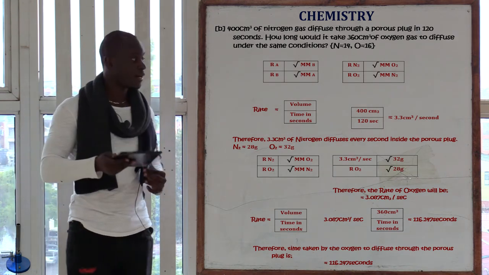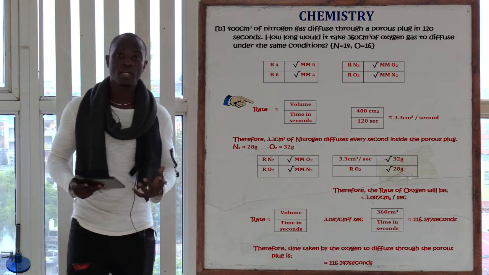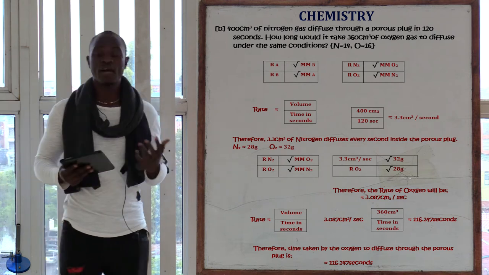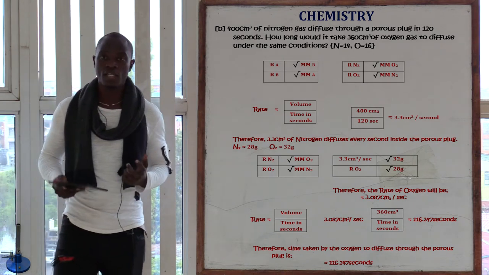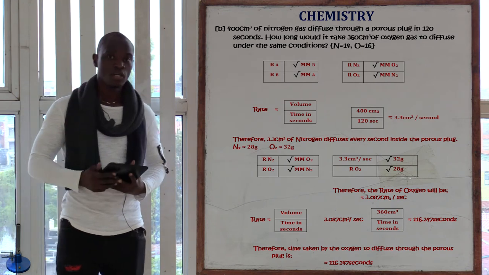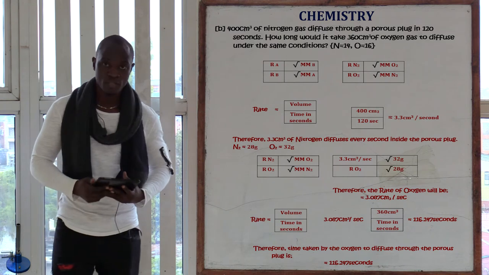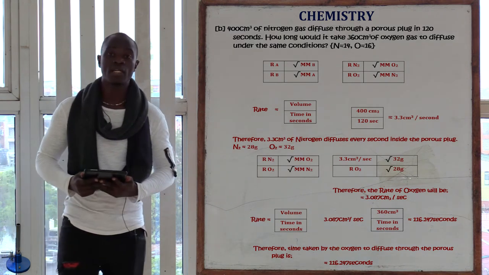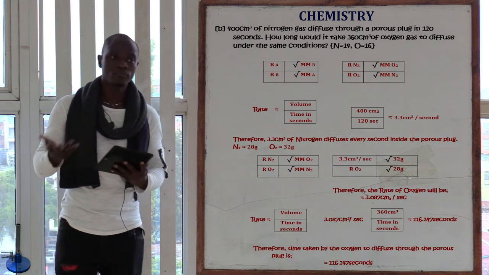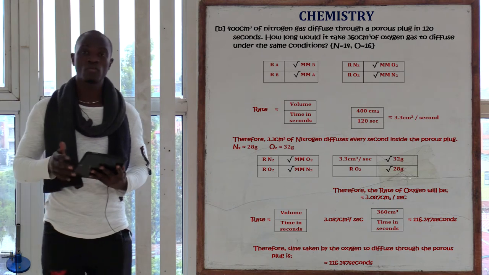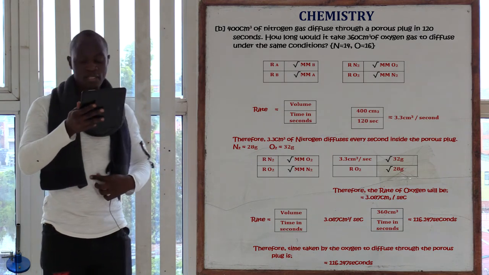And to calculate the rate of diffusion of a substance, the rate is always equal to the volume divided by the time taken by a certain gas. In this case, we have been given all the values of nitrogen gas: the volume is 400 centimeters cubed and the time is 120 seconds. Having these values, it is easy to calculate the rate at which nitrogen is diffusing. If we divide 400 centimeters cubed by 120 seconds, we get 3.3 centimeters cubed per second through that porous plug. So that is the rate at which nitrogen is diffusing through that porous plug: 3.3 centimeters cubed per second.